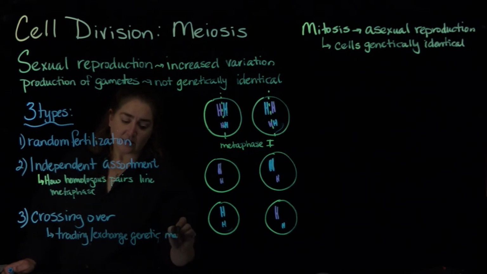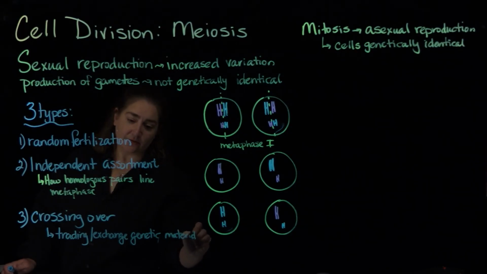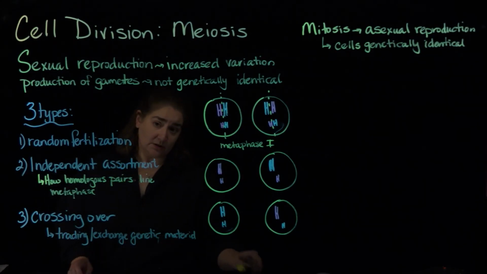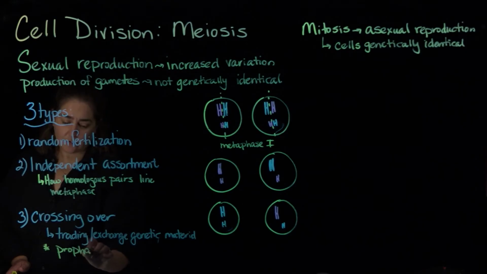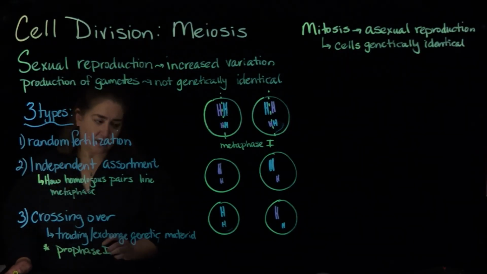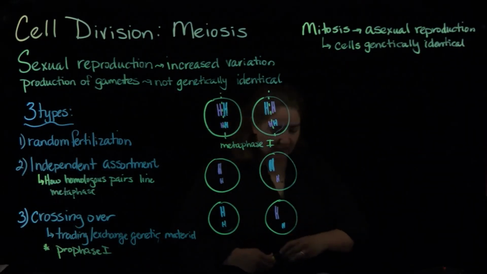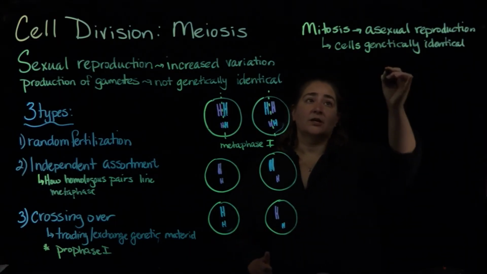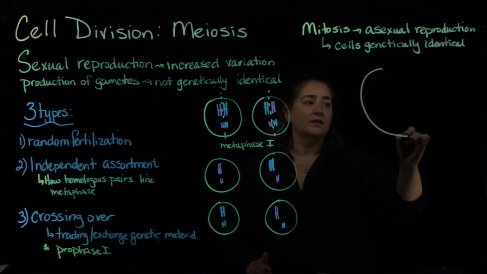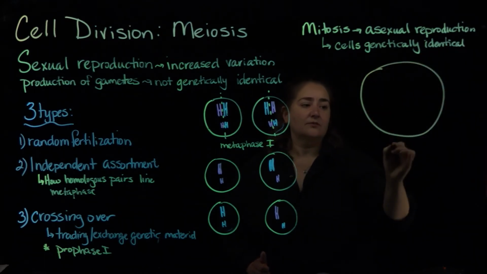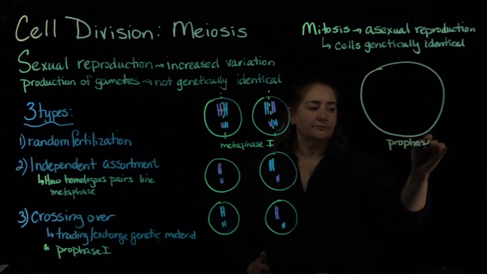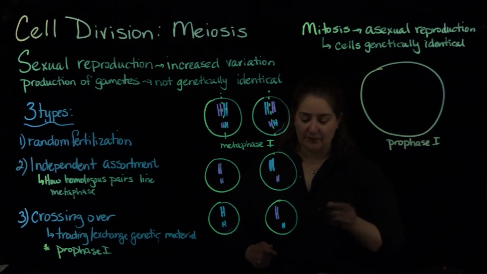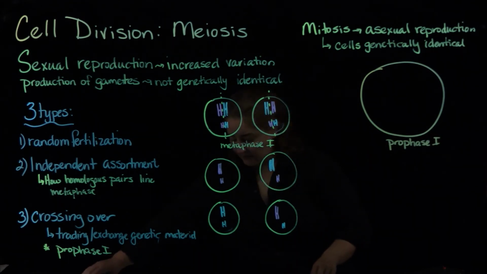And this is going to have a particular phase of meiosis that this will occur. Crossing over is going to happen during prophase 1. And I'm going to draw that again over here, because this is where I have space. So we have our cell. We're in prophase 1 of the first meiotic division.